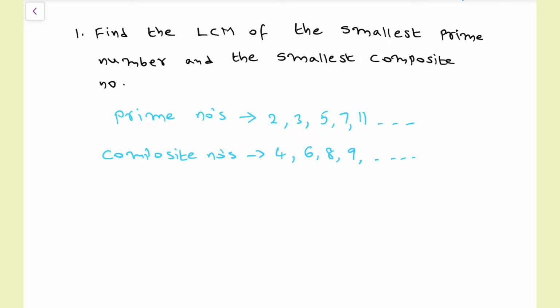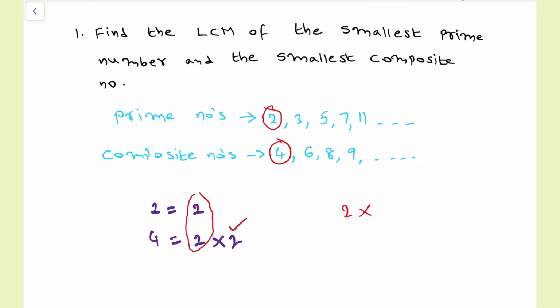Now, the exact question is the LCM of the smallest prime number, which is 2, and the smallest composite number, which is 4. So, for 2 and 4, we need to find out the LCM. Let us check it out. 2 can be written as 2 into 1 or just simply 2, and 4 can be written as 2 into 2. Now, in this, 2 is common. So, write that 2 into, here an extra number is there, right? Write that extra number also. So, 2 into 2, 4. So, the LCM of 2 and 4 is 4.